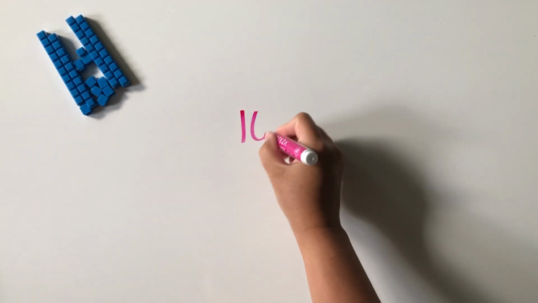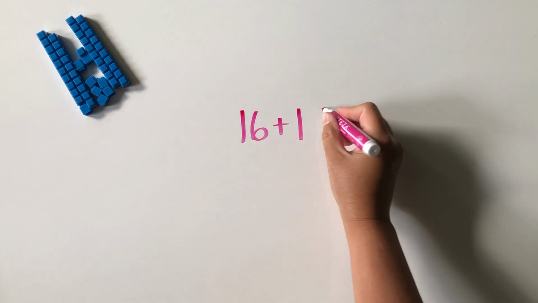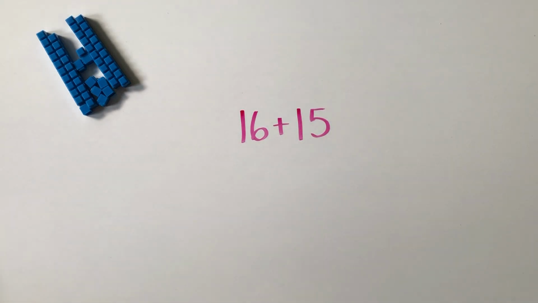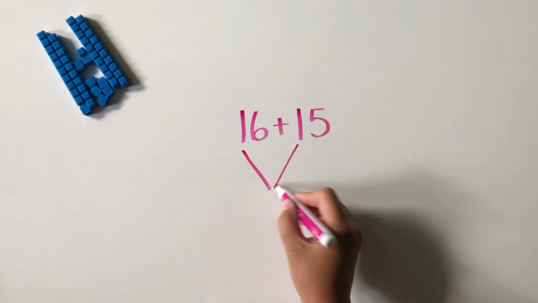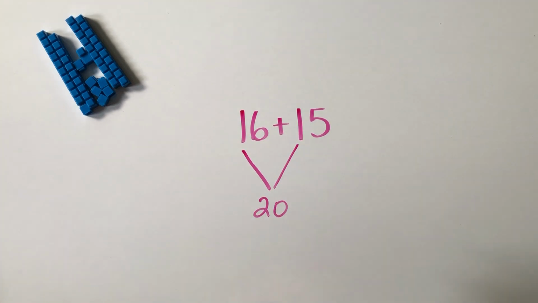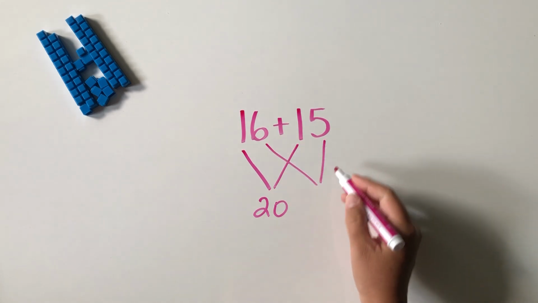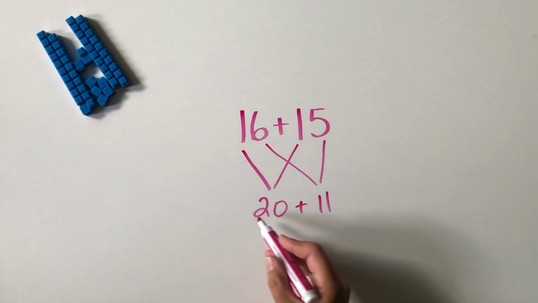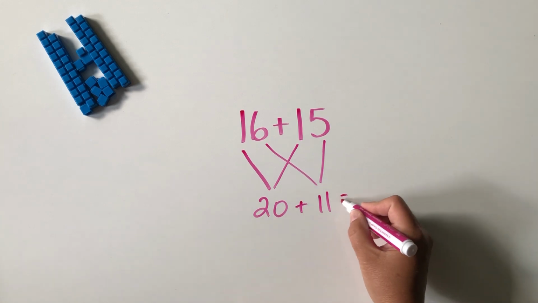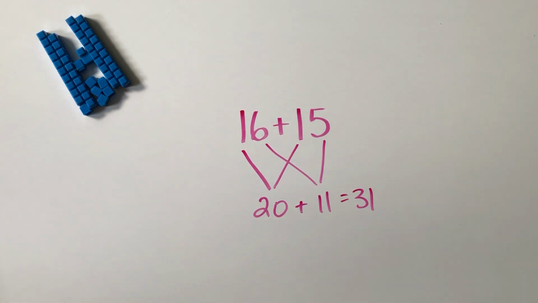Let's take another look at an example that involves regrouping. Suppose we are adding 16 plus 15. In this case, we'll start out by adding the tens. So we have 10 there and 10 there to make 20. And then we'll add the ones. So 6 plus 5 equals 11. And then we simply add the 20 and the 11 to make 31.